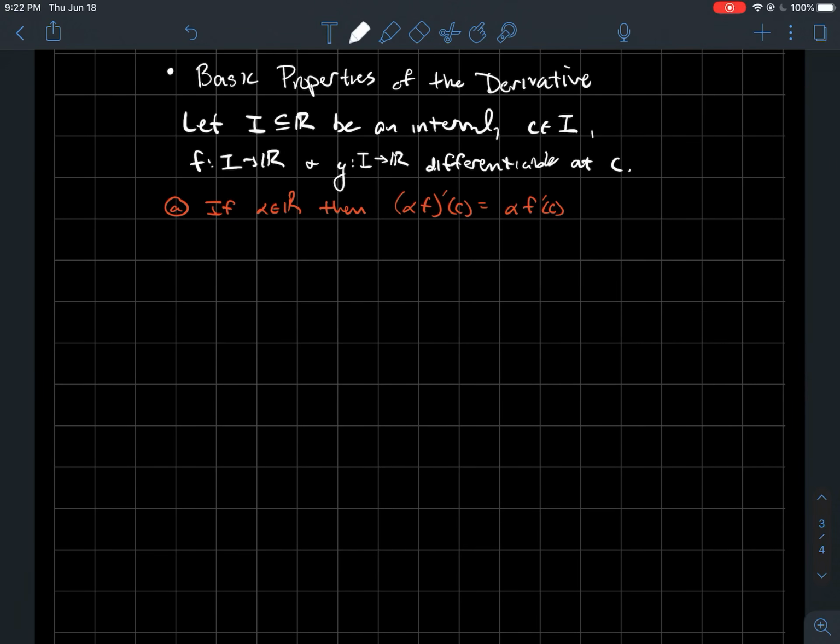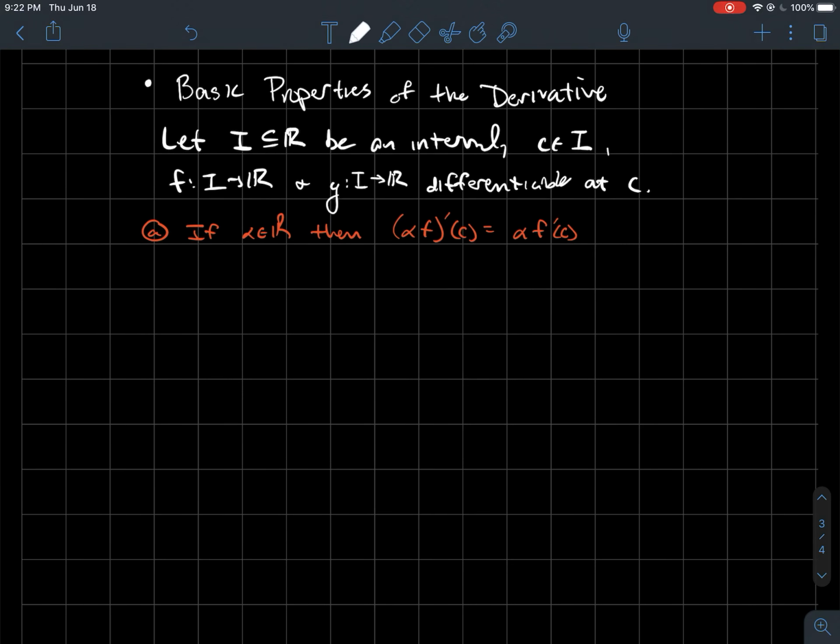So what do we got? If alpha is a real number, then the derivative of the function alpha times f should just be alpha times the derivative of f. So that's like your constant multiple rule that you remember from Calculus 1. The next one, the derivative of the sum, f plus g, should just be, what does it say on the right side? That's the sum of the derivatives. So if you're going to differentiate sine of x plus cosine of x, you just differentiate each one of them separately is what this says.